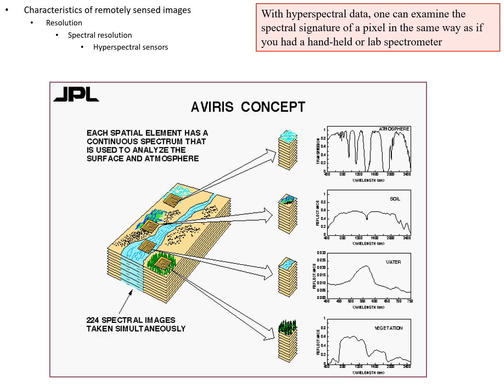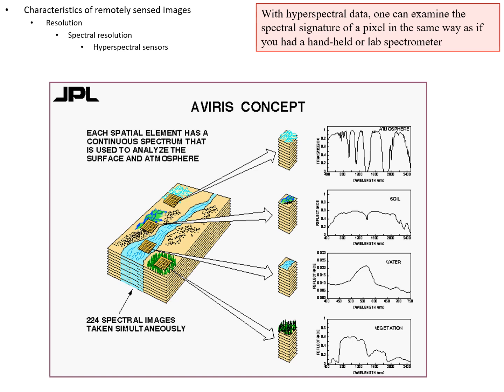And this is the concept. So each pixel or spatial element has a continuous spectrum that you can use to analyze the surface and the atmosphere. These systems were based off the concept of spectroscopy as it's used within geology to identify different rock types. So essentially, you're getting the information that a spectroscope would give you, but it's giving it for every pixel across the landscape.